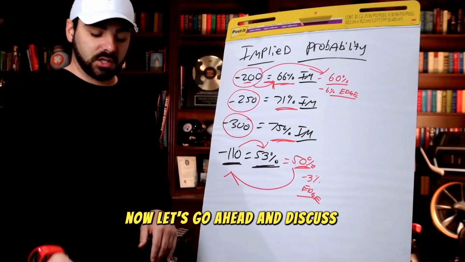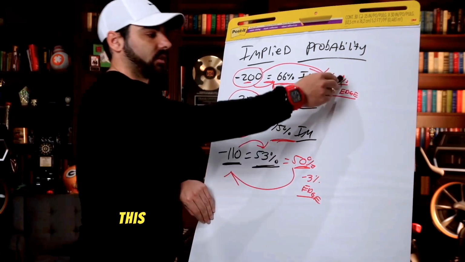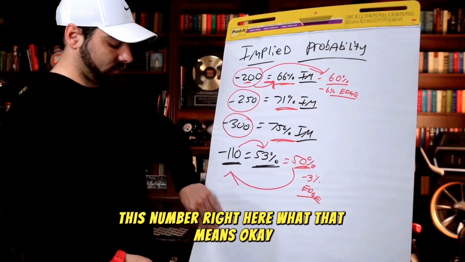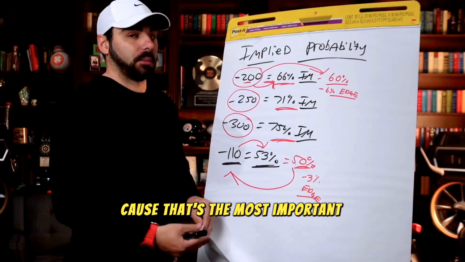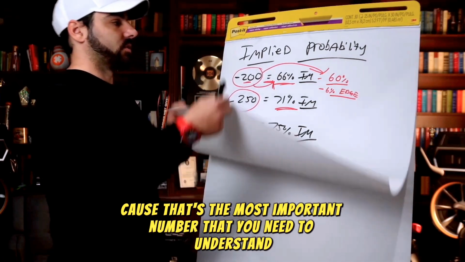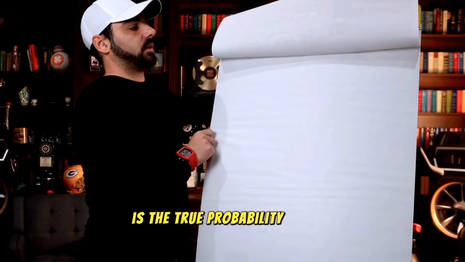Now, let's go ahead and discuss what true probability is, this number right here, and what that means, okay? Because that's the most important number that you need to understand: the true probability behind something.